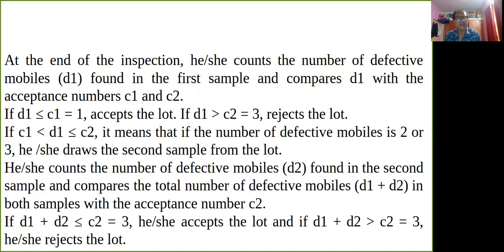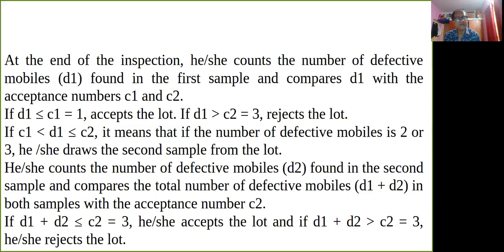He compares D1 with C1 and C2. D1 is the number of defectives from sample 1, which has 15 samples. In those 15 samples, say D1 are the defective items. That D1 he needs to compare with C1 and C2. C1 is the acceptance number for sample 1, and C2 is the acceptance number for sample 2.